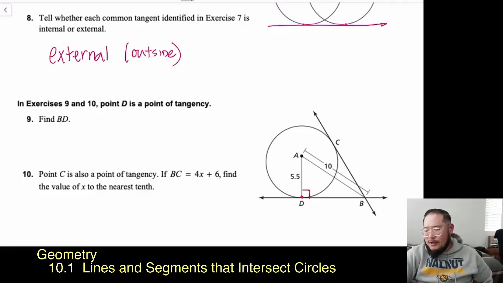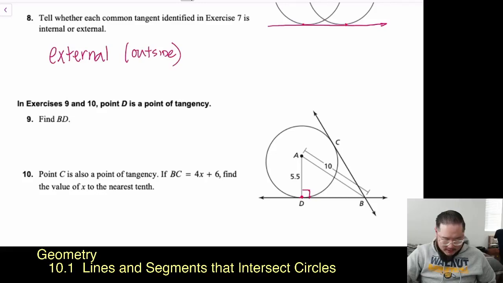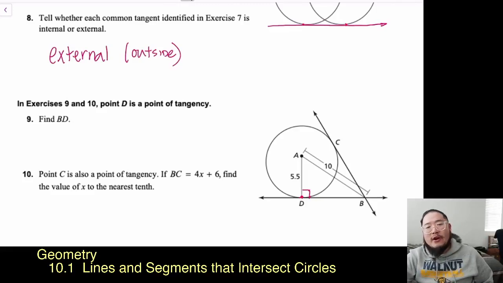So if you look at the diagram, we've got A to D, which is 5.5. That's your radius. You have A to B right there, which happens to be 10. And then we have B to D. So what can we do? I'm trying to find B to D, and the only thing I can do is realize I've got a right triangle. And what can I do with that right triangle? I can use the Pythagorean theorem.